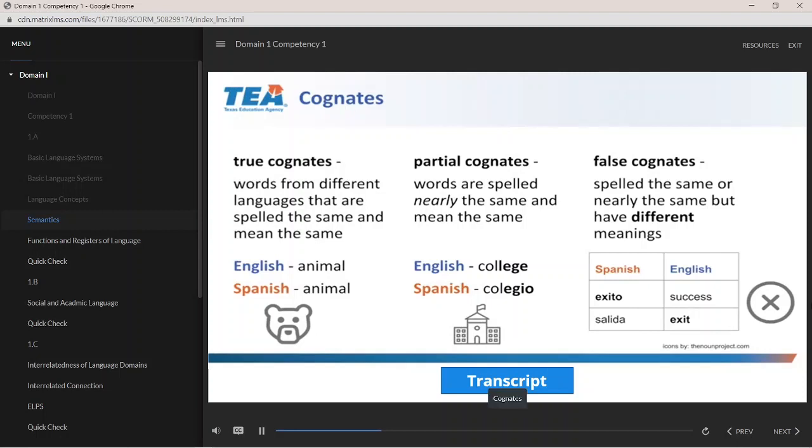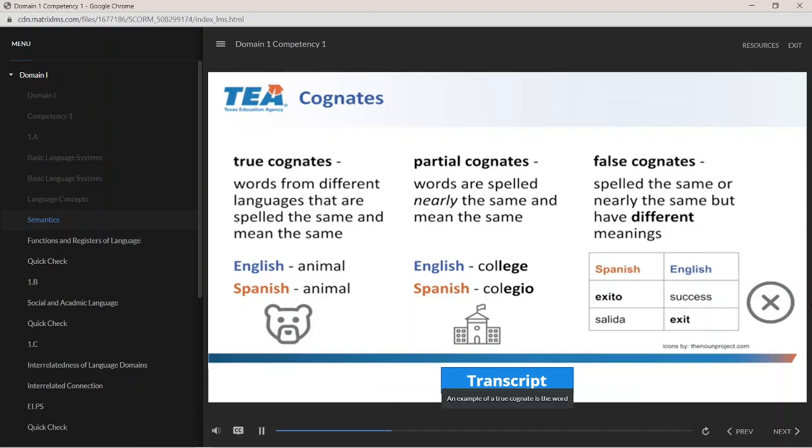Cognates. Cognates are words from different languages that are spelled the same, known as true cognates, or almost the same, known as partial cognates. These words are pronounced similarly or the same and share similar or same meaning.